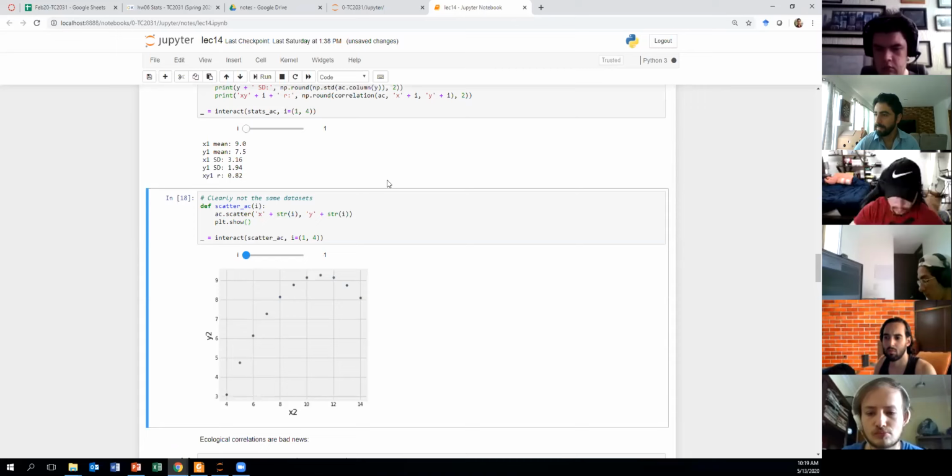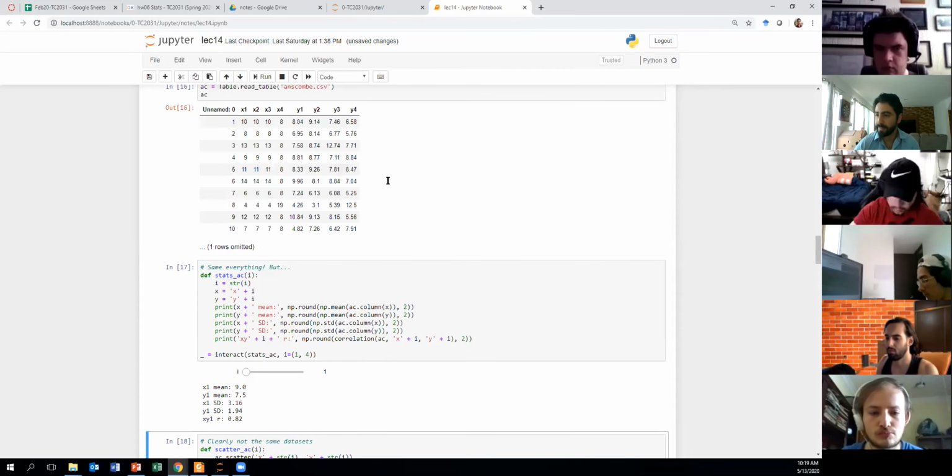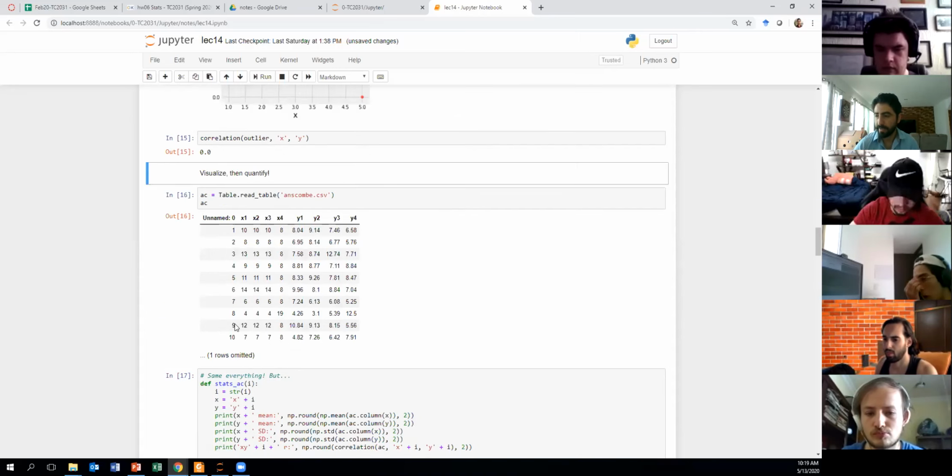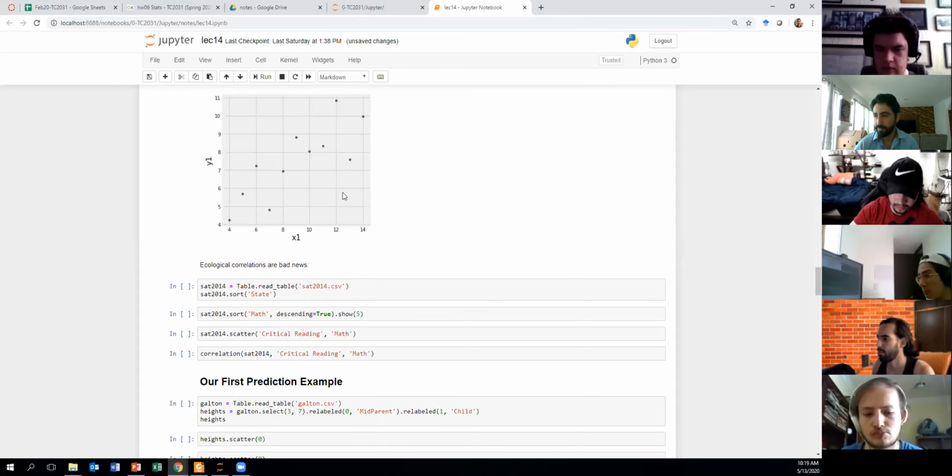So that's why, if you go back to what I said here, it's visualize, then quantify. It's very important to visualize first to see how your data look, and then quantify, basically do the measurement.